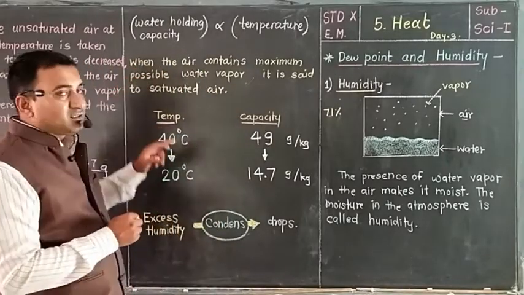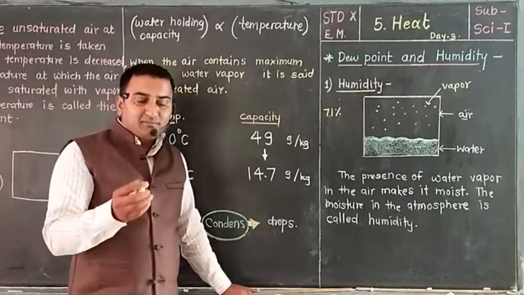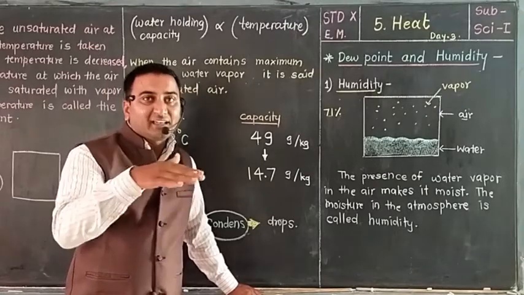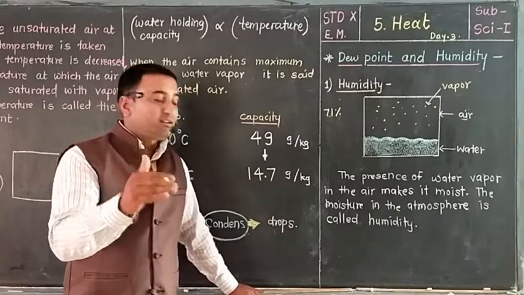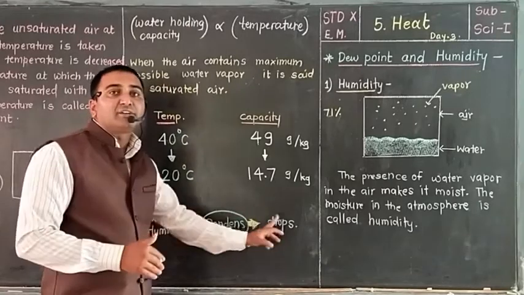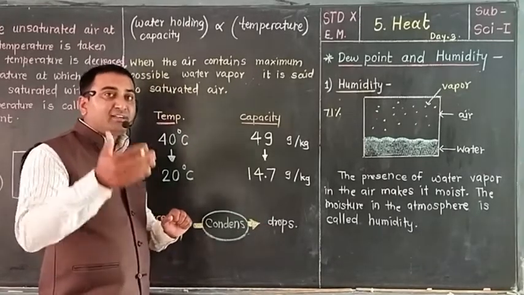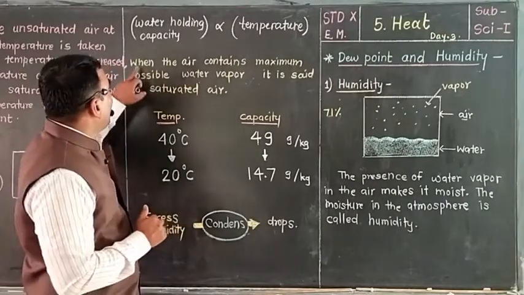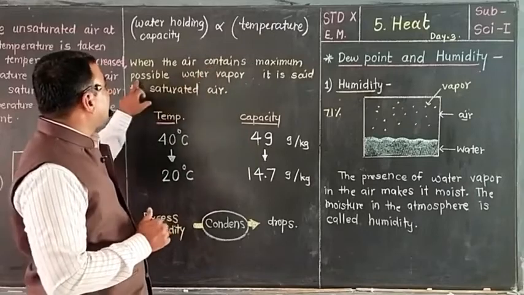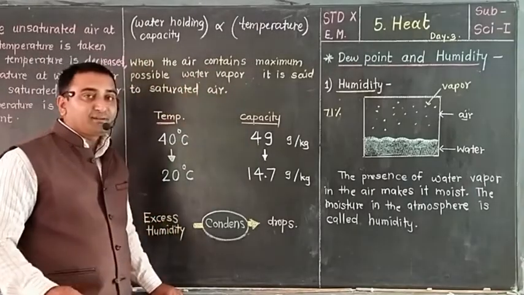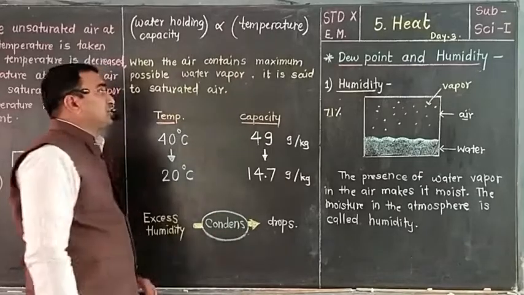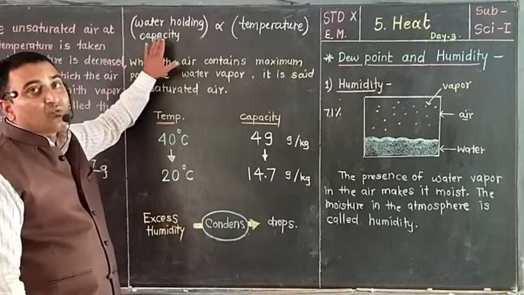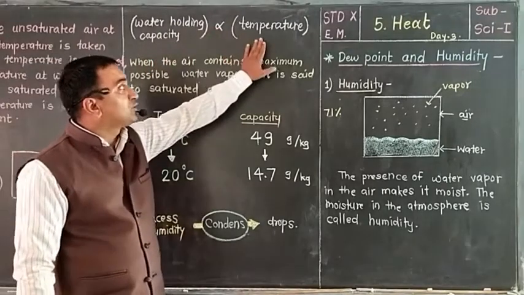Suppose at a certain temperature there is a limit. If there is more water than the limit, then the excess water, because of condensation, will convert into drops. If it is less, then it is below the capacity. When the air contains the maximum possible water vapor, that air is said to be saturated air. Just what we have discussed: water holding capacity is directly proportional to temperature.